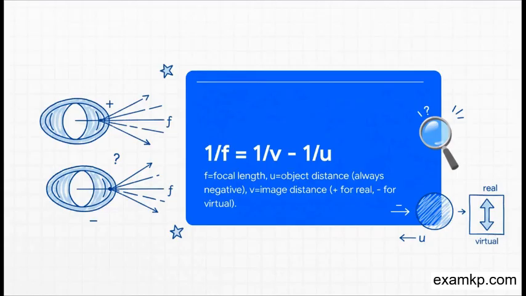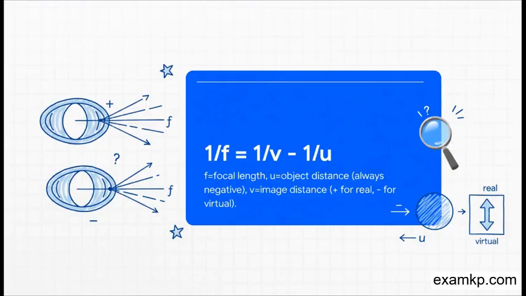Alright. Look at this formula. It's going to be your best friend. 1 over f equals 1 over v minus 1 over u. But the formula itself is useless if you don't master the rules, the sign convention. Now you have to listen very, very carefully here.